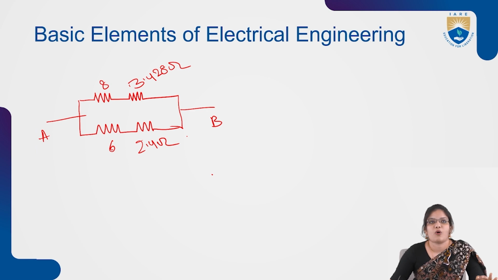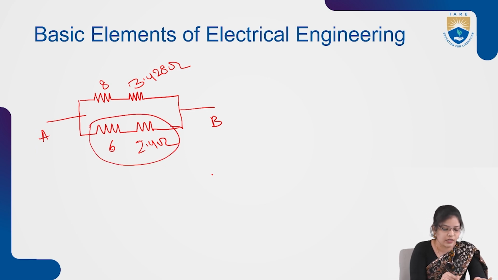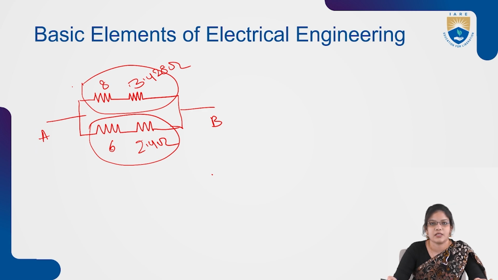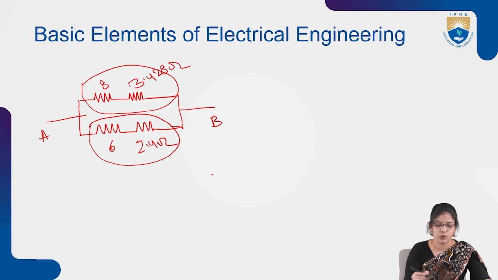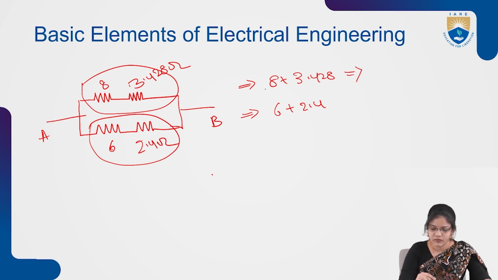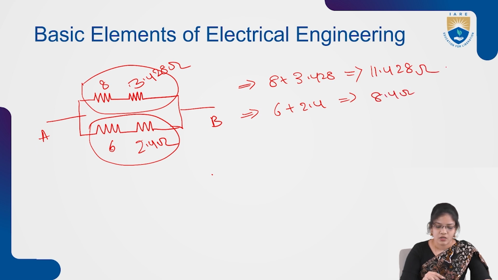So now if we see this combination, here the two resistors are connected in series, and these two resistors are connected in series. So before solving the parallel combinations, first we have to reduce these two series networks, which is 8 plus 3.428 is one combination, and another combination will be 6 plus 2.4. So after reducing this, we'll get 11.428 and 8.4 ohms. So after reducing these two series networks, I'm redrawing the circuit.